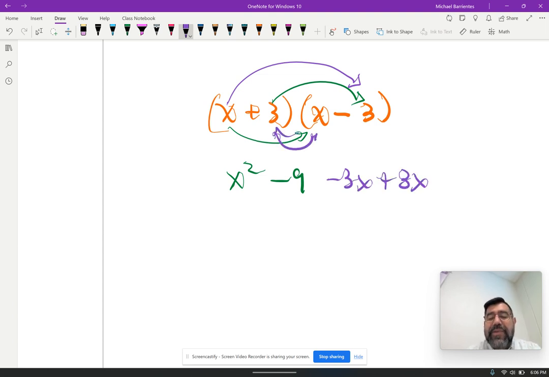What happens to the outer in purple and the inner in purple when I multiply them? Well, they go away. They cancel each other out. And I'm just left with the product of the first terms minus the product of the second terms.